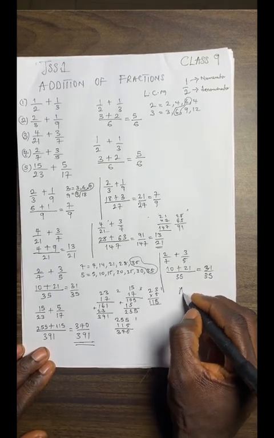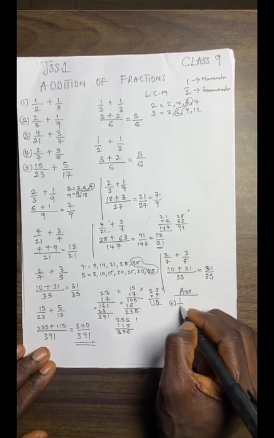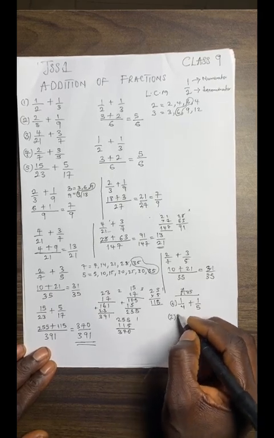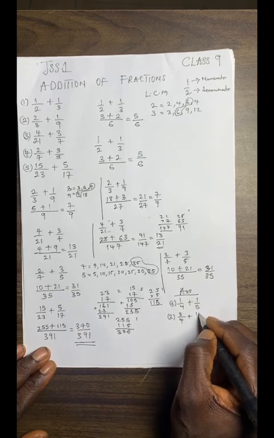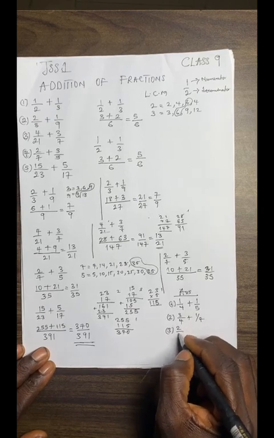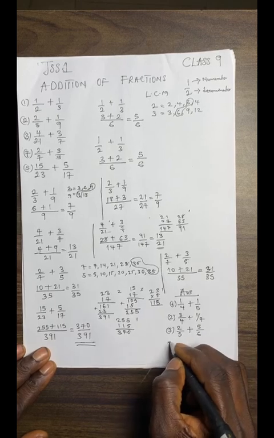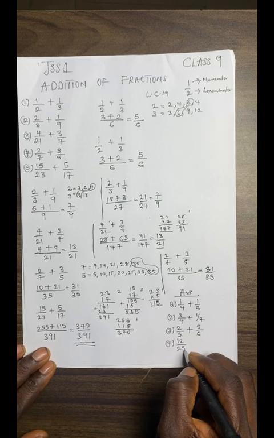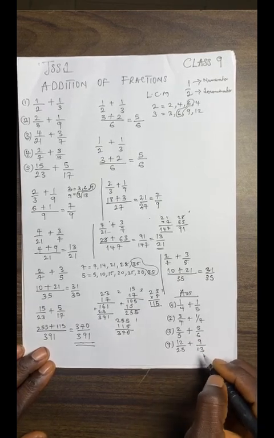So I'll be dropping assignment for us so we can use that as practice. Number 1 here is 1 over 4 plus 1 over 5. Number 2 here is 3 over 4 plus 1 over 7. Number 3 here is 2 over 5 plus 5 over 6. Number 4 here is 12 over 25 plus 9 over 13.